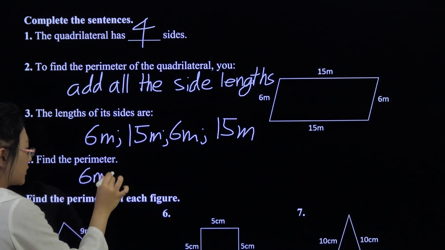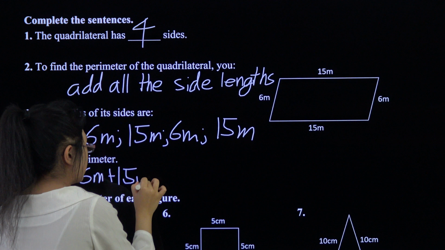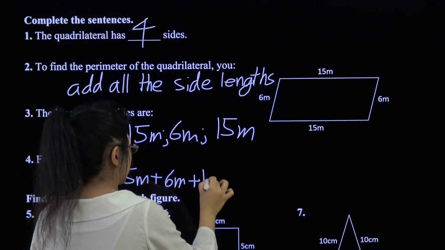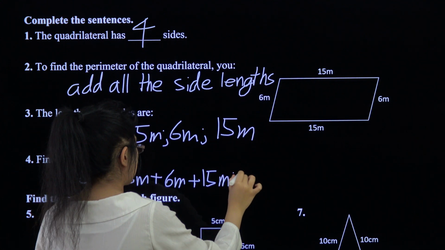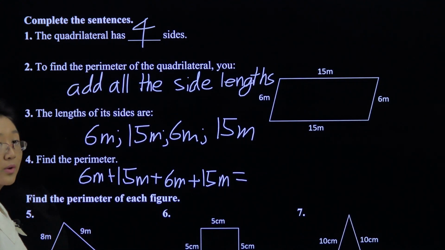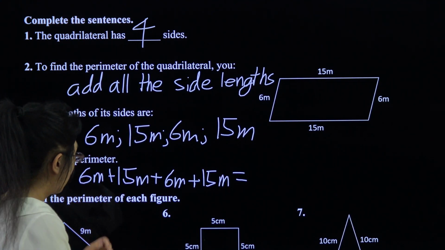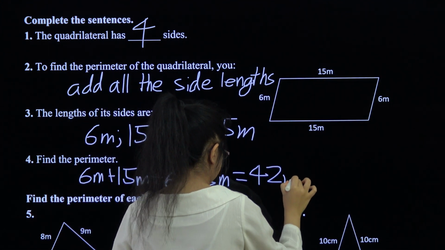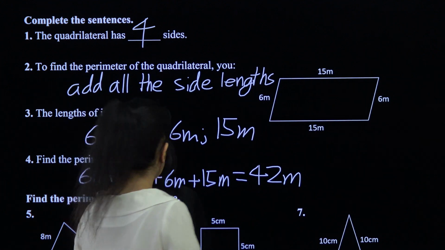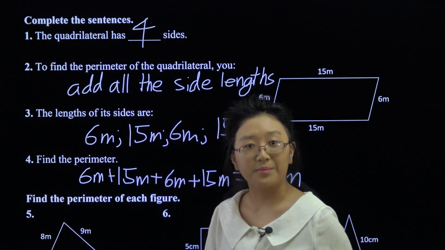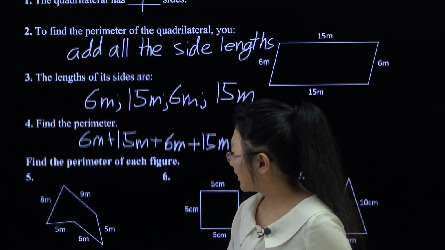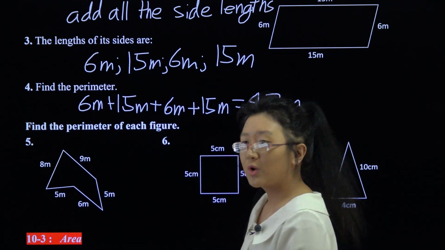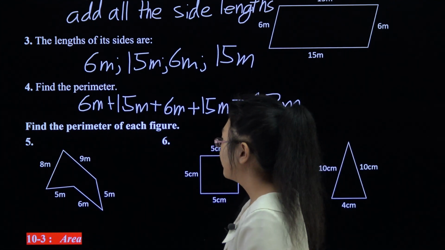6 meters plus 15 meters plus 6 meters plus 15 meters. And we end up with 42 meters. All right, that's a perimeter. So continuing to the last 3 questions of this section.